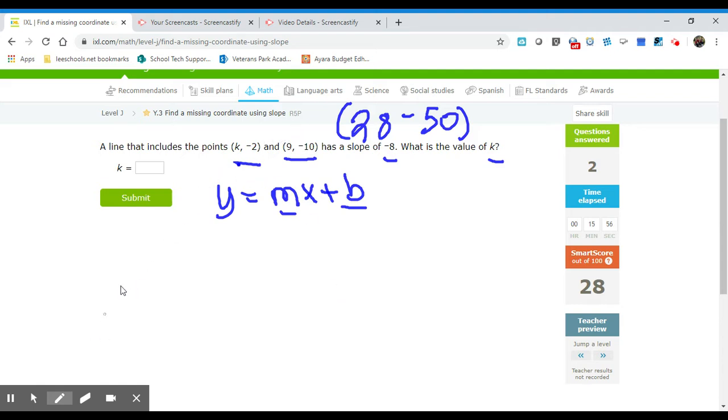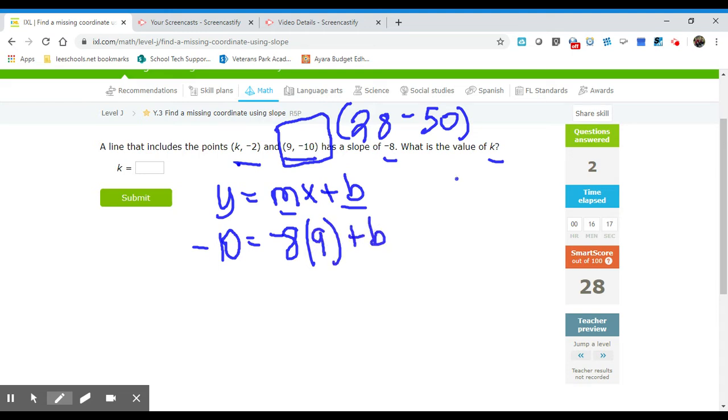Let's start with this ordered pair, the one we know. We know that y is -10, we know the slope is -8, and we know the x is 9. Let's put that in there. We're solving for b first. Once we find our y-axis intercept, then we can solve the rest of it. So -10 equals -8 times 9, -72, plus b.